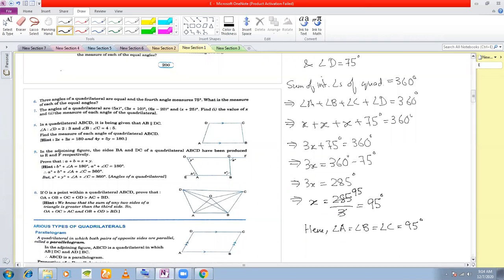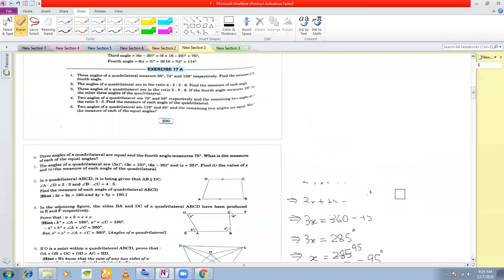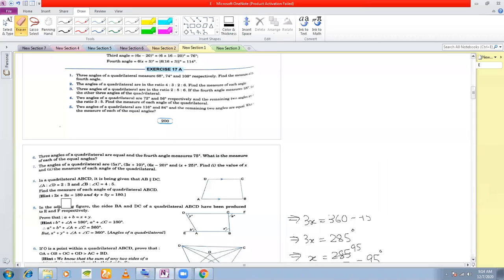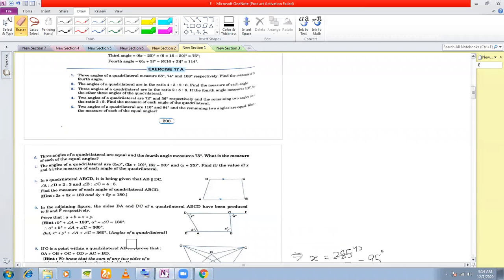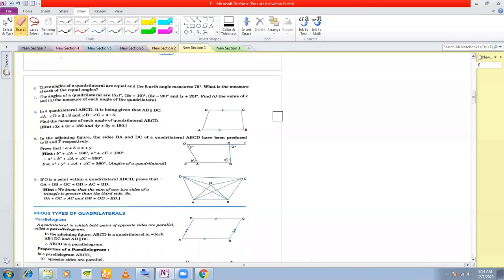Number 7. The angles of a quadrilateral are given, and the four angles are given in terms of x. So let's see how to do this. You need to calculate each of the angles of the quadrilateral. So you have, say, this is your number 7.